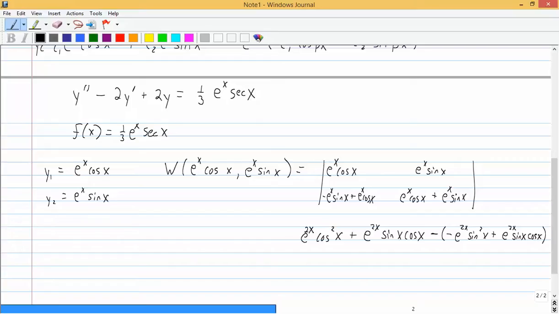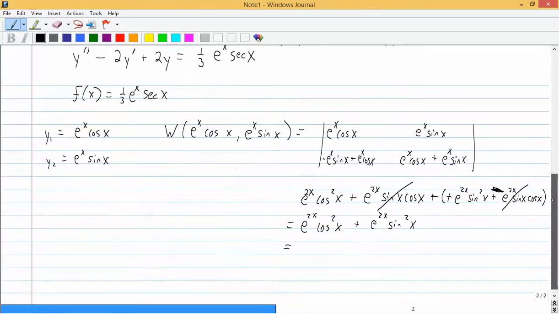Alright, so when you distribute that negative, this is going to become positive and this is going to become negative. Okay? So now you have two like terms. If this is a negative e to the 2x sine x cosine x, and this is a positive e to the 2x sine x cosine x, those two terms are going to cancel out. Now the two terms that you're left with are e to the 2x cosine squared x plus e to the 2x sine squared x.